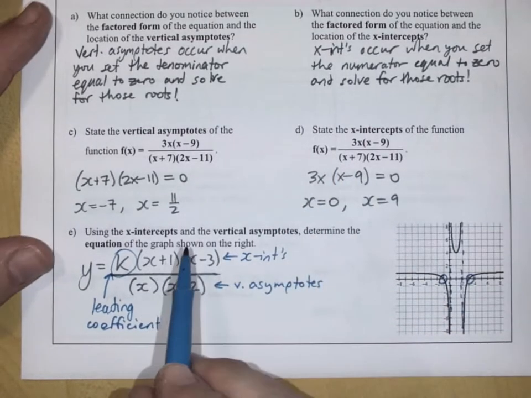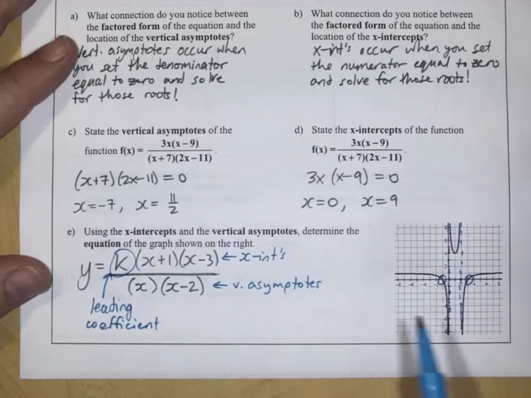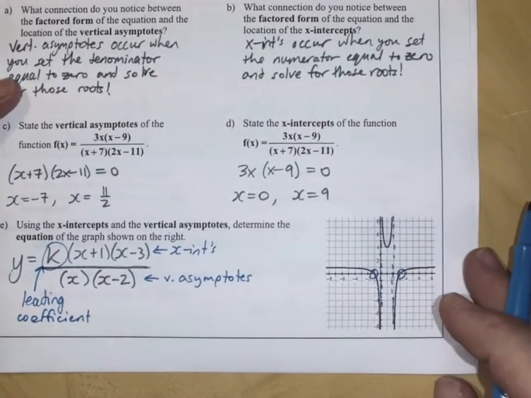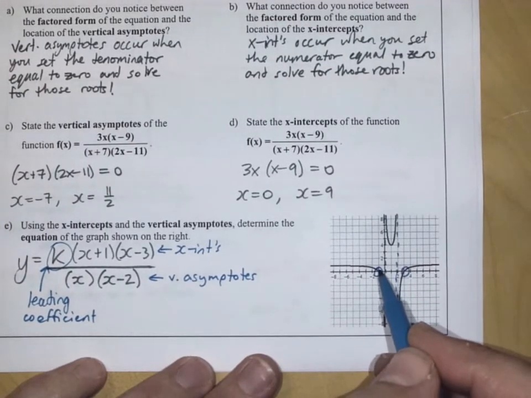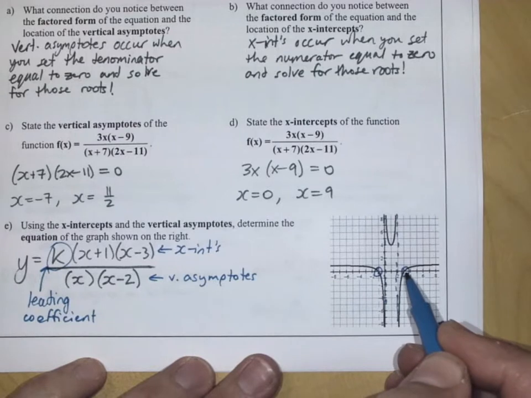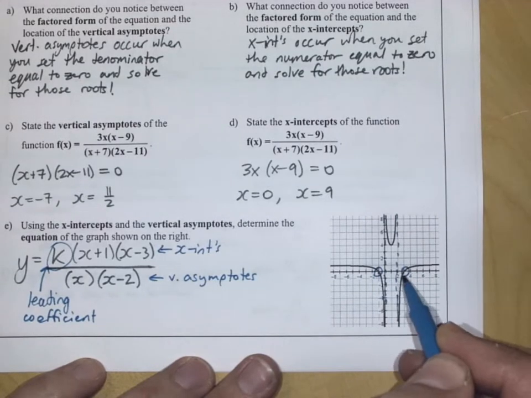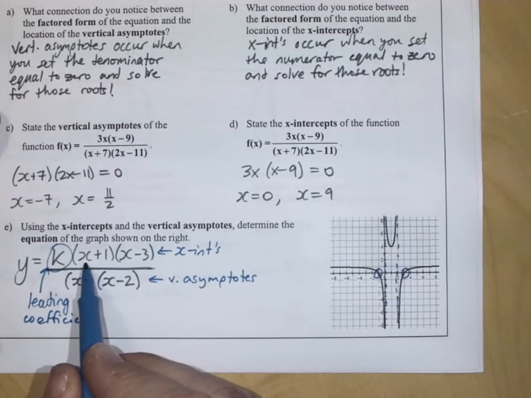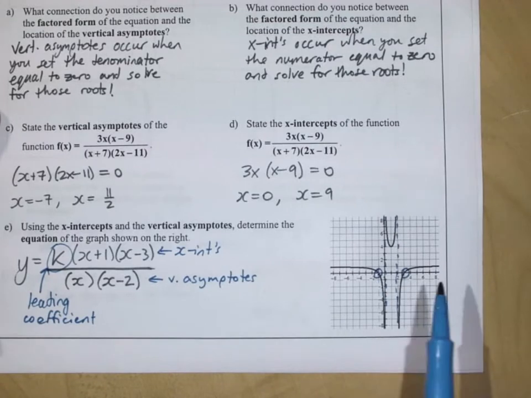In part E, it says, using the x-intercepts and vertical asymptotes, determine the equation of the graph shown on the right. So, what do we need? We need to know where the x-intercepts are, and they are at negative 1 here, circle it, and at positive 3 there, circle it. It's always a good idea to circle those on your graph. That tells me what the numerators need to be. The factors have to be x plus 1 times x minus 3 for those to occur.